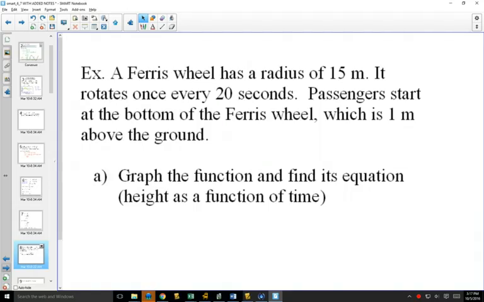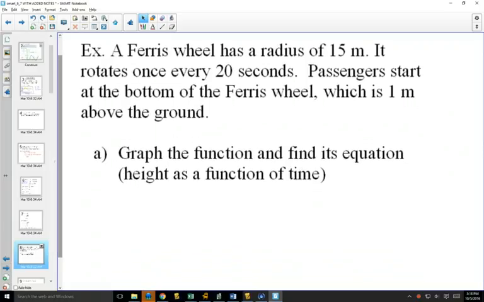So our second example doesn't give us an equation, but it gives us enough information to draw the graph, and we've already learned that if we can draw a graph, we can find the equation by looking at DAB C. So first of all, we have a Ferris wheel with a radius of 15 meters. It rotates once every 20 seconds. So I'm going to draw a little Ferris wheel here.